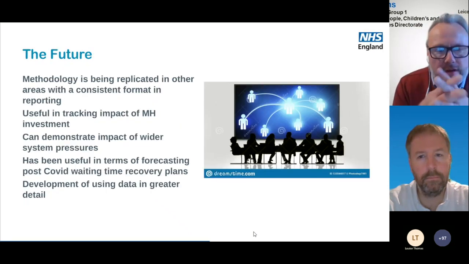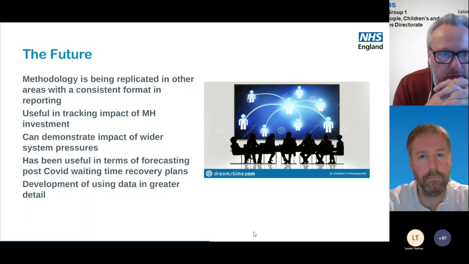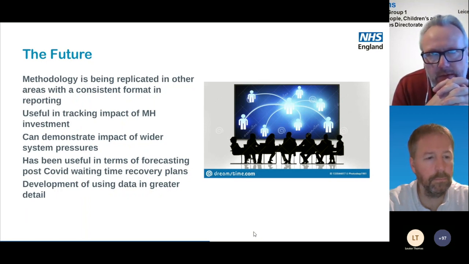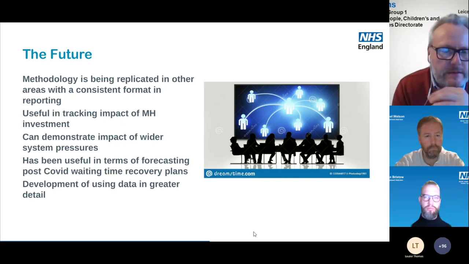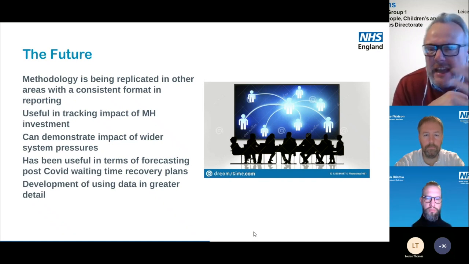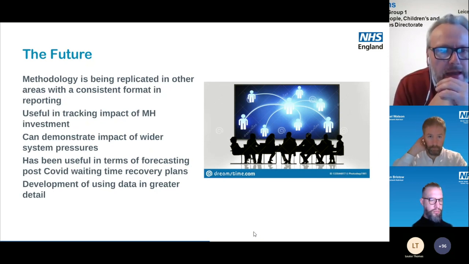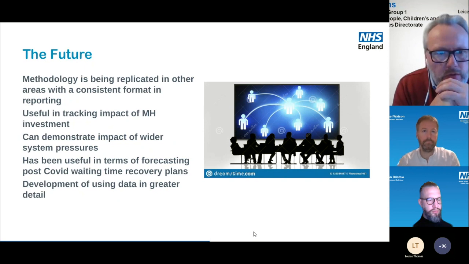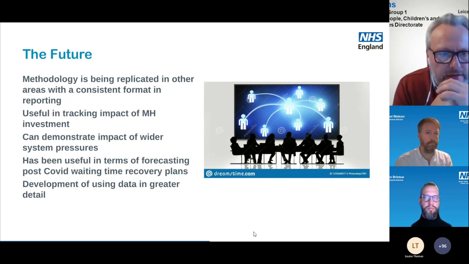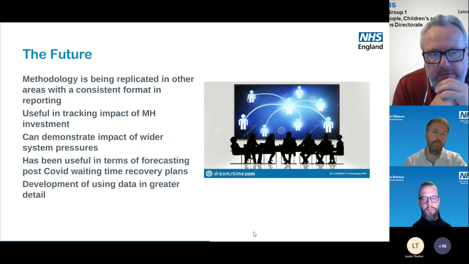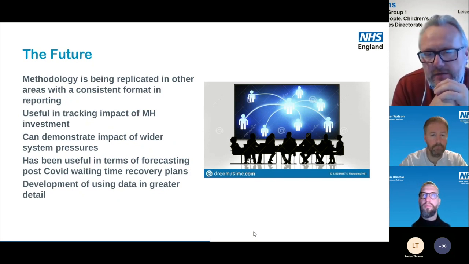So in terms of the future, I think we're still evolving. We have rolled out this methodology in other areas. All of our teams within CAMS, so we've got various specialist teams within CAMS now, have a PTL, functional PTL, with the same methodology, and that's really helpful because then we've got consistent reporting and we can link those together. And we've expanded that out beyond our CAMS service into other areas of mental health. It's been really helpful and will continue to be helpful in terms of tracking the impact of mental health investment.